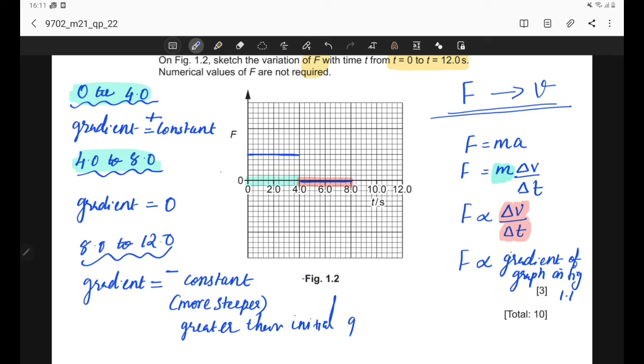The gradient during the last section is greater than the initial gradient, but it's negative. Actually it is double the initial value, and being negative it should be drawn below the x-axis, but still it is constant. So we will get a straight line. Now we can complete it. So this is the force graph, which completely depends upon the gradient of the velocity-time graph.